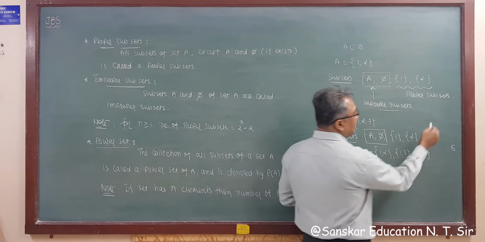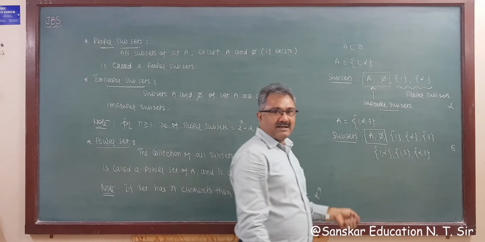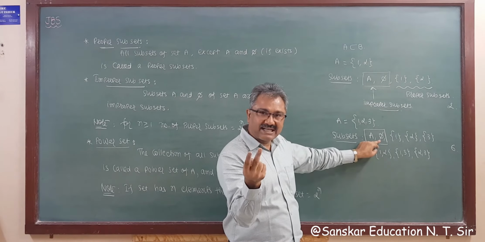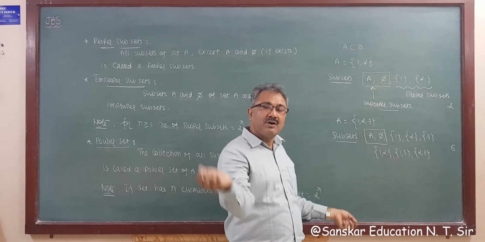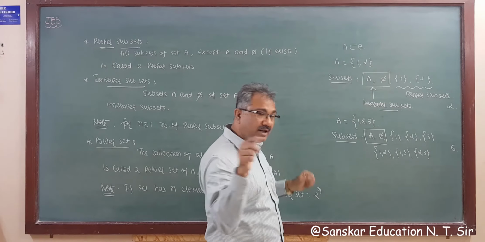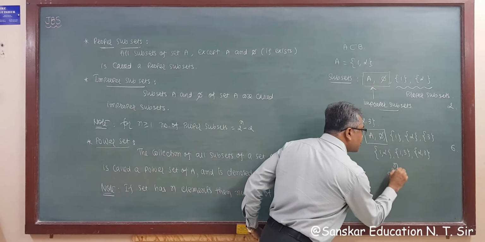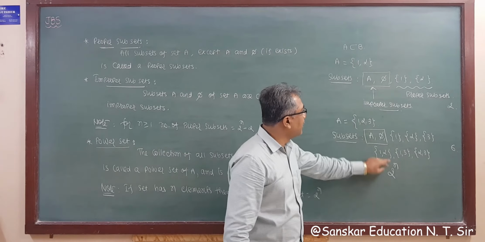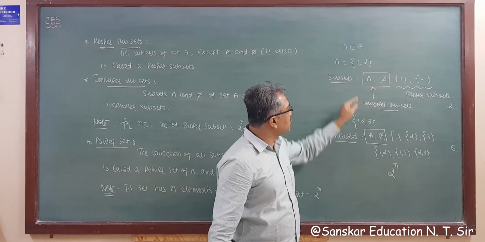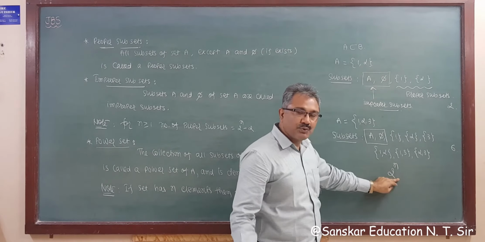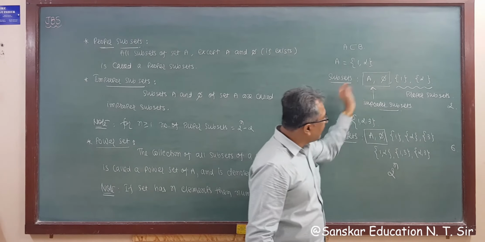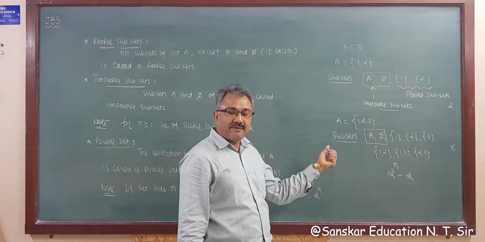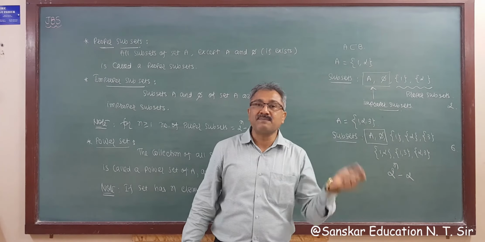Here improper subsets are 2, right? So what we have to do? We have to subtract A and phi, that is 2 subsets, from the total number of subsets. Now for the total number of subsets, you have the formula 2 raised to n. The total number of subsets is equal to 2 raised to n, where n is the number of elements in the set, right? Then we have to subtract 2, so this is the formula for the number of proper subsets: 2 raised to n minus 2.